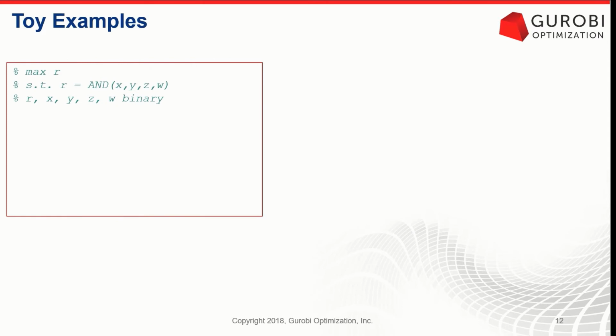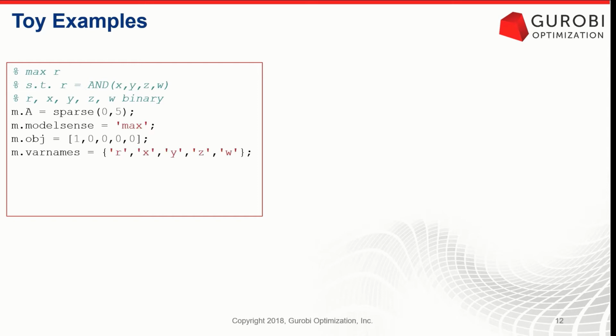So here's an interesting toy problem. We want to maximize the binary variable R such that R is equal to the AND of X, Y, Z, and W. Alright, so let's see how we can formulate this interesting problem. So this is what we saw before. We define a model struct, here called M, by assigning the constraint matrix, a model sense, an objective function vector, and variable names.